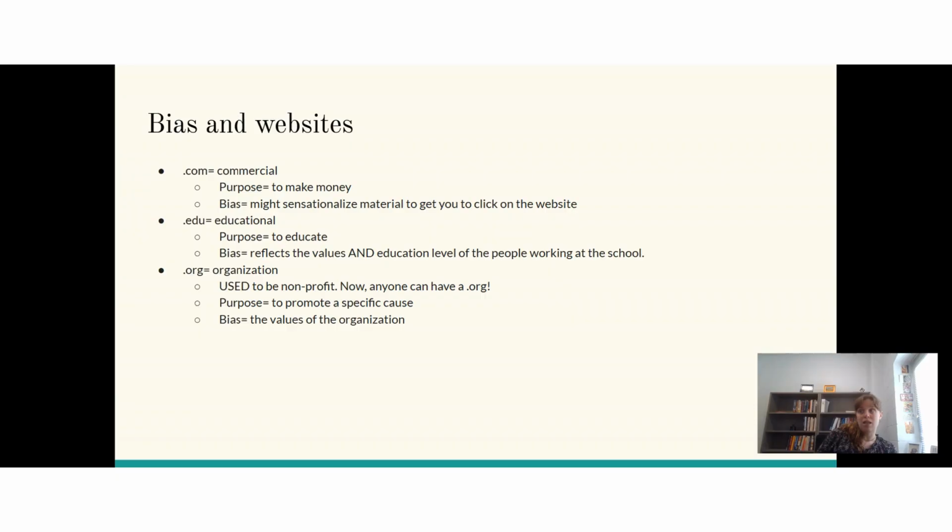If it is a .edu website, the purpose is educational, to educate. Now, the bias is the values of the school along with the education levels of the people who work at the school. So here at Dalton State, most of the faculty have a PhD. So we know our stuff. Other colleges don't hire people with PhDs, which means that they may not know their material as well. So when you look at the material, it may be inaccurate. So you actually have to kind of look into the school itself.